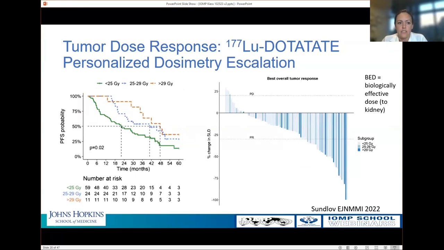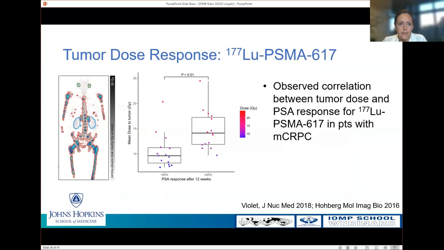The patients were grouped according to what their actual absorbed dose to the kidney was, and you can see on this curve on the left that the patients who did have dose escalation had a longer progression-free survival. And on the right, you can see that the patients also had a more likely overall tumor response in the subset of patients that had dose escalation. In fact, 5 out of 11 of those with greater than 29 gray had a tumor response greater than 50%, which is a 45% response rate.